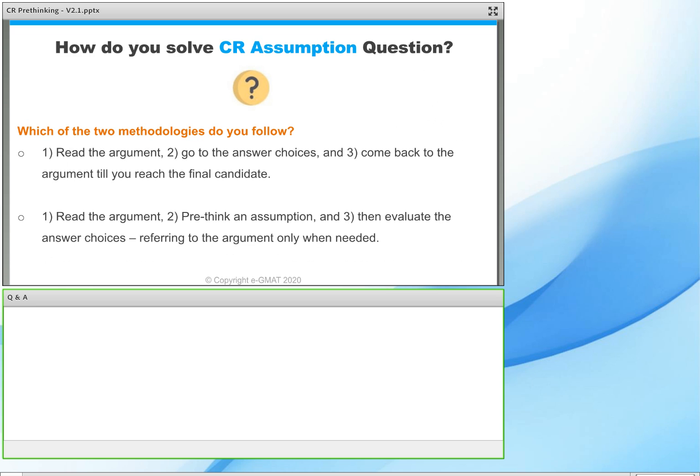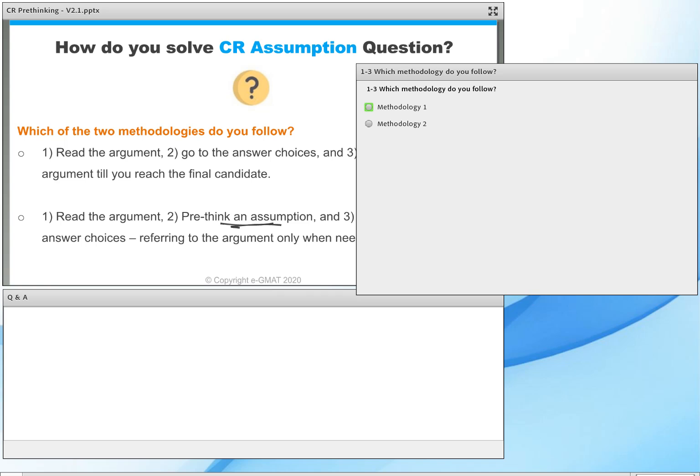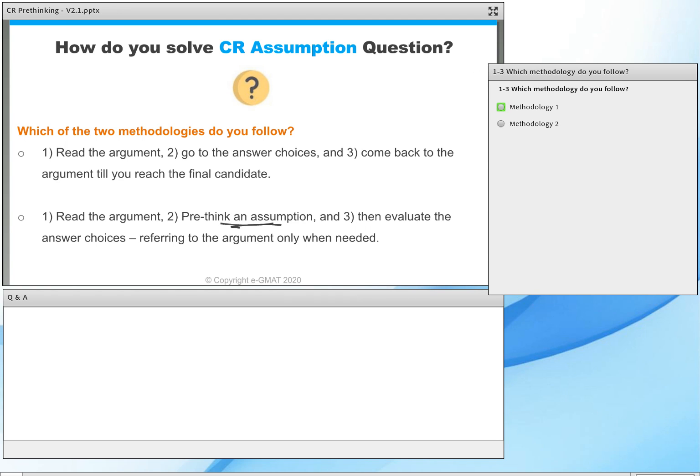So, which methodology do you use today to solve CR questions? Method one: you read the argument, you go to the answer choices, you evaluate them, and then you do a back and forth between the argument and the answer choices till you reach what we call the final candidate. The second method: you read the argument, you pre-think an assumption, and then evaluate the answer choices. You don't do as much back and forth. You probably do it just once, only if you have to confirm something. So which method do you use? Is it method 1 or method 2 today?